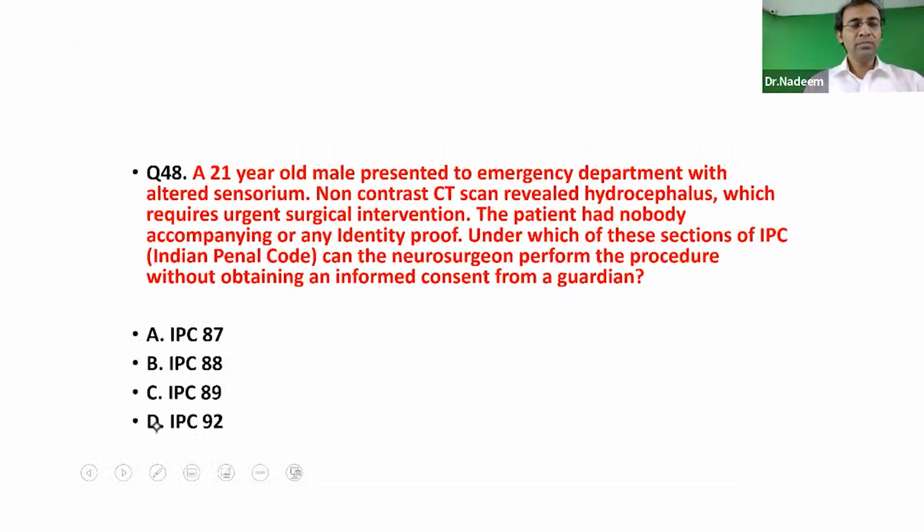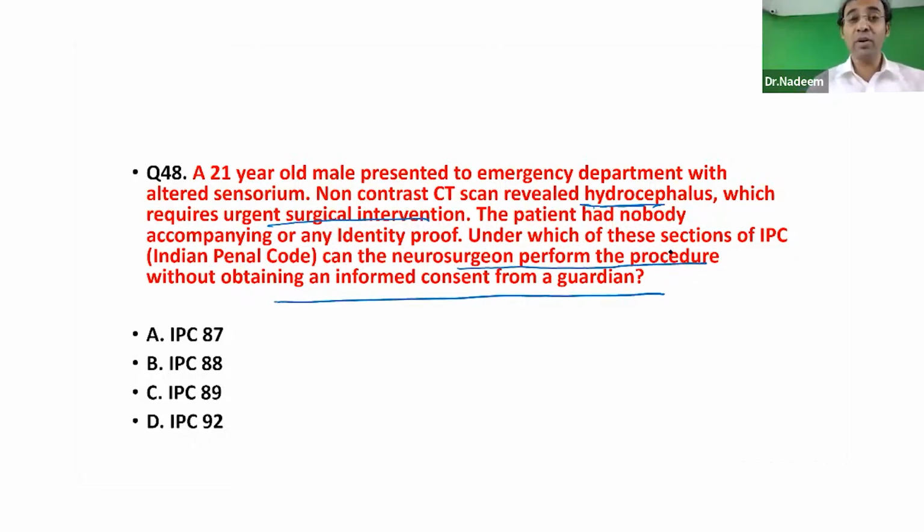Question 48. A 21-year-old male presented to the emergency department with altered sensorium. NCCT revealed hydrocephalus, which requires urgent surgical intervention. The patient had nobody accompanying or any identity proof. Under which of these sections of IPC can the neurosurgeon perform the procedure without obtaining informed consent from the guardian? In an emergency condition, there is no need of taking consent. This is given by IPC 92. All these IPCs you have to memorize. Some important IPCs I will tell you in the last.